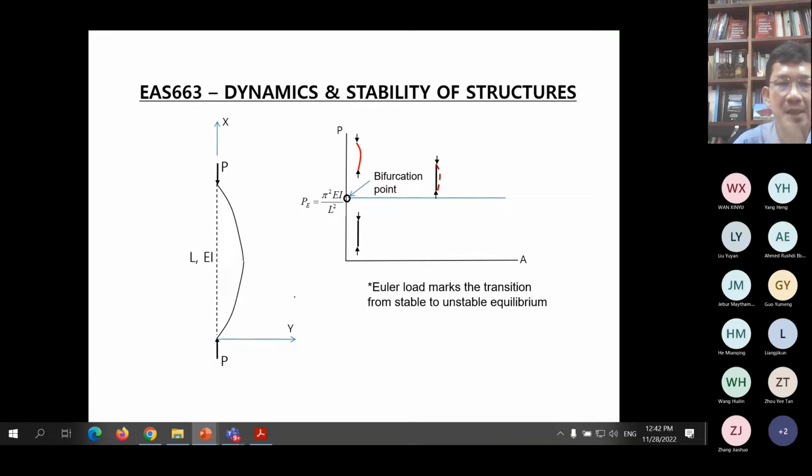Now, in order to understand a little bit about the behavior of this column, which is perfectly straight, under the action of loading P, we look at this diagram here. This diagram shows P versus A. What is A? A appears in this equation, A sine pi x over L, which is the equation for the slightly bent configuration.